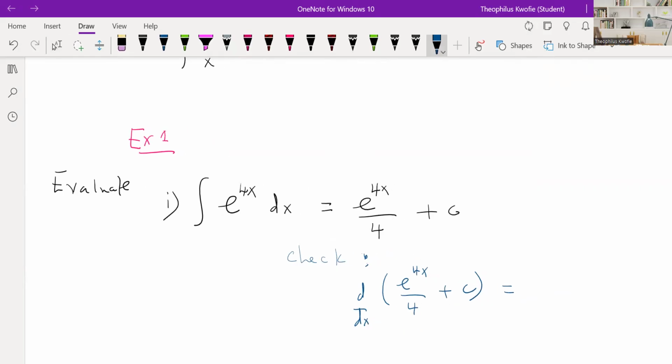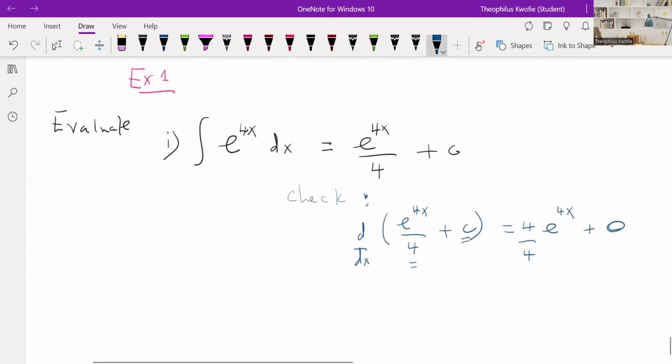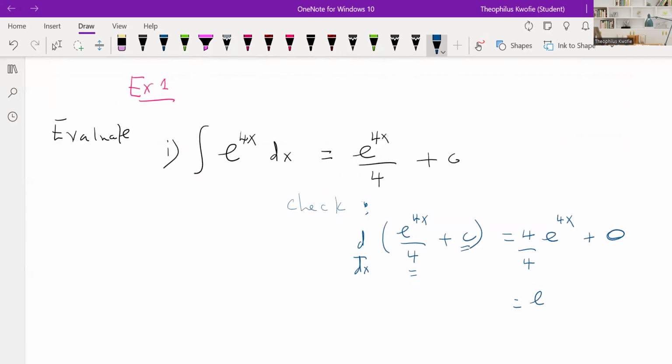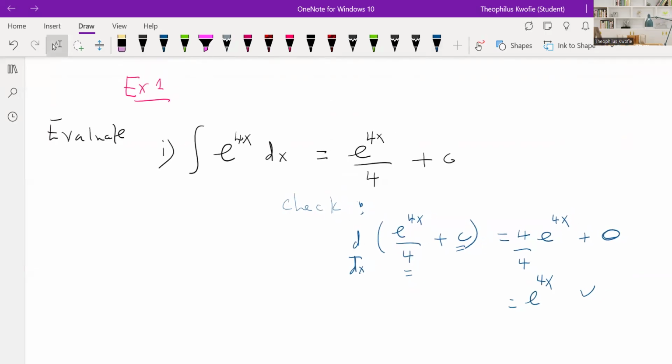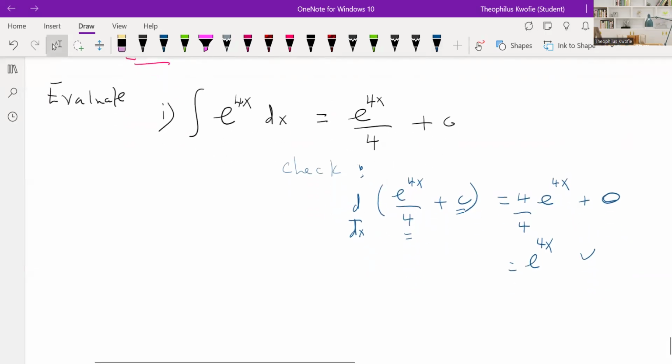So we differentiate this. When we differentiate this, what do we get? We drop the 4, then we multiply it by that. Then when we differentiate c, since c is a constant, we get 0, right? Very good. So at the end of the day, we're going to have e to the power 4x, which means whatever we did is right. So at least we've checked that everything done is right. Let's take note of that.